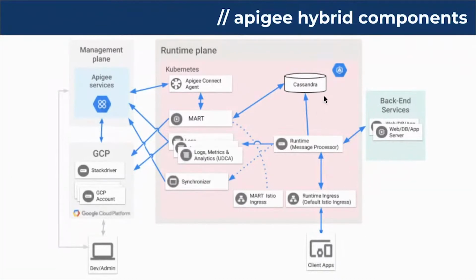So there are different components that are running this Apigee runtime, including Cassandra, like data store, and runtime, which is the message processor, and also logging, monitoring, and synchronizer, et cetera, et cetera.